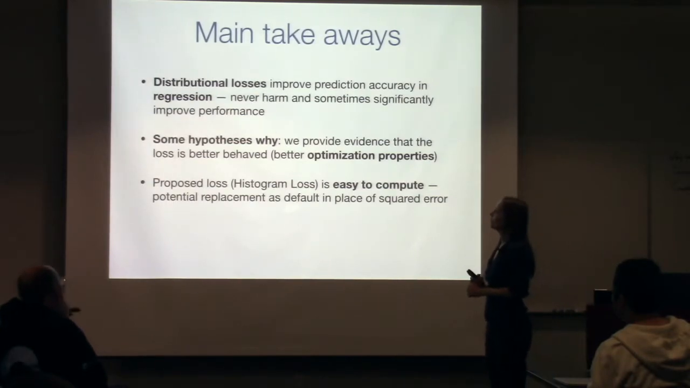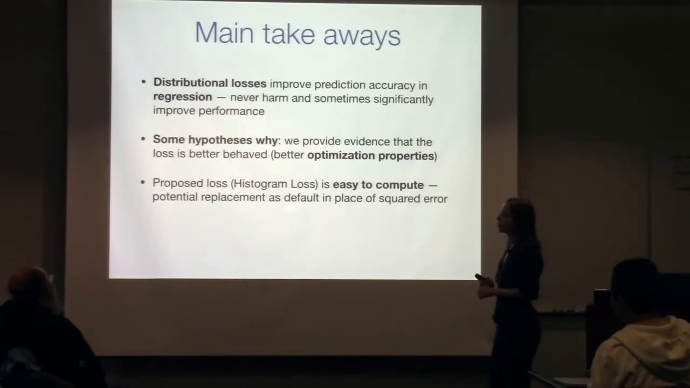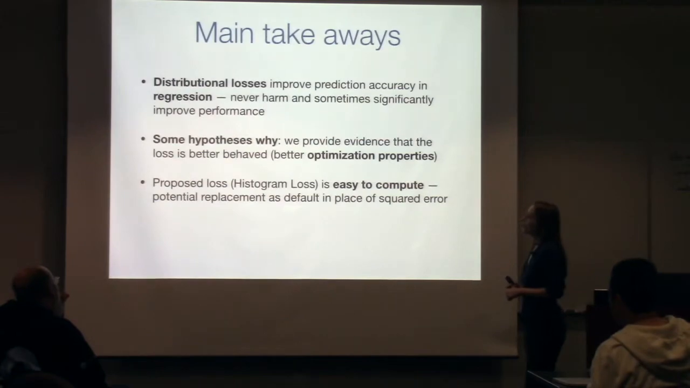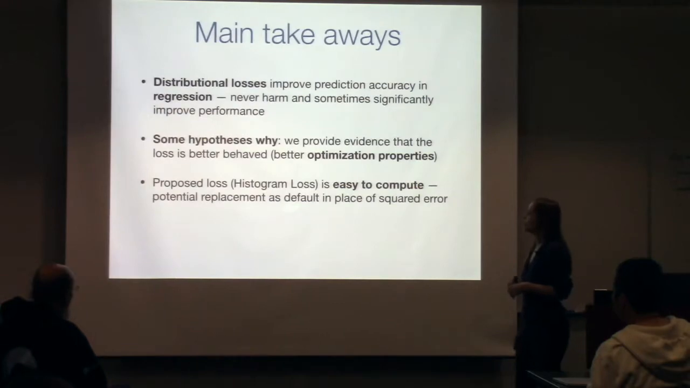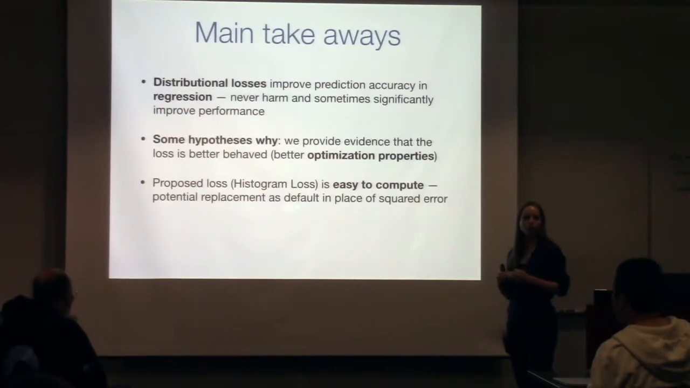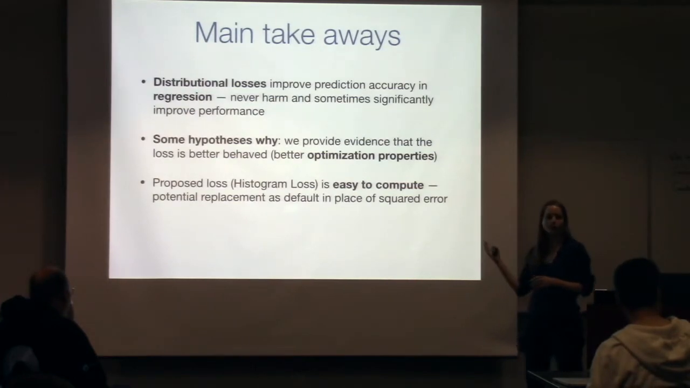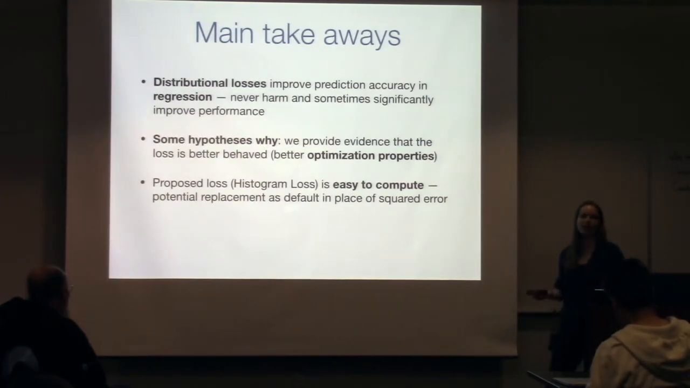But the first takeaway from this talk is that distributional losses, which maybe you don't know what that is yet, but you'll know soon, improve prediction accuracy in regression. They never really seem to harm performance, as opposed to, say, using a standard squared error, and in some cases really improve performance. We have some hypotheses why, and we try to narrow down to what we think is one of the most promising hypotheses, which is that this loss is just better behaved, so it seems easier to train, and that gives us better performance.